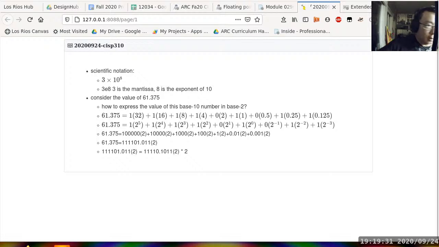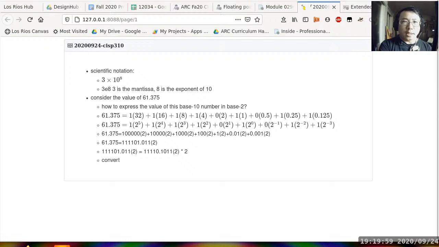Okay, all right. So if anyone is having a problem understanding this, it's okay, it is not a problem. For those people who have a question about this, and it's really kind of asking why is 111101.011 base 2 the same as 11110.1011 in base 2 times 2, then I will ask those people this question.